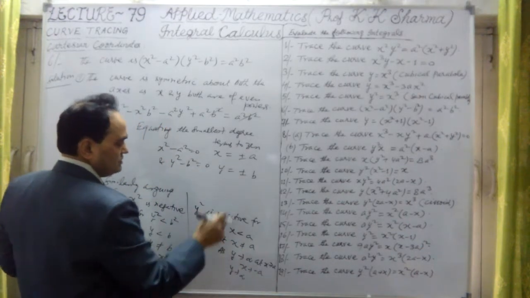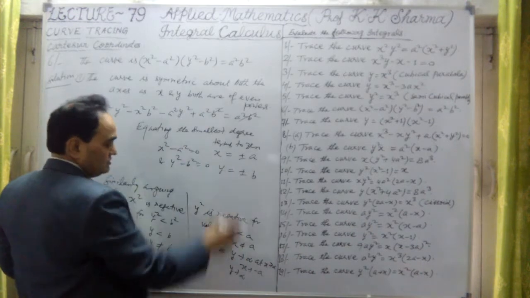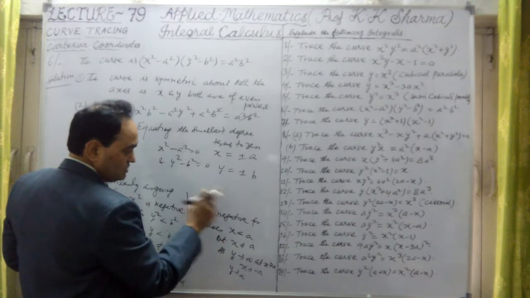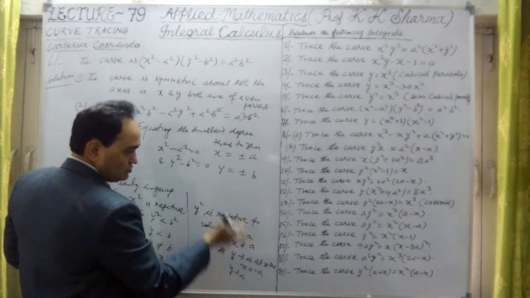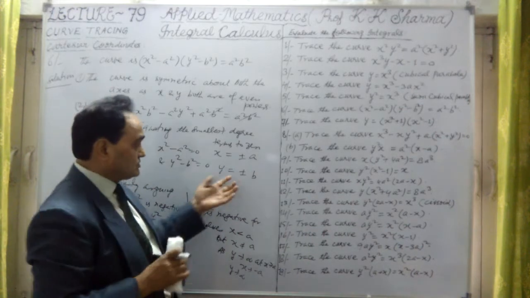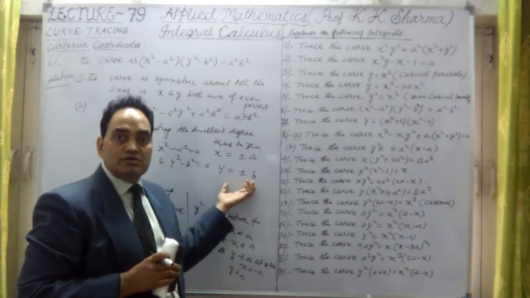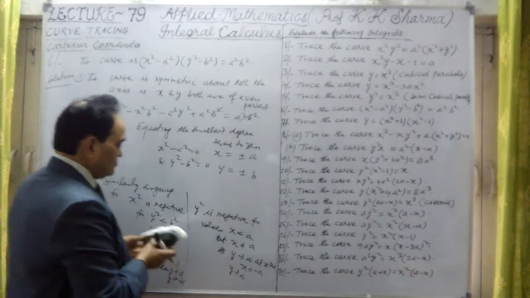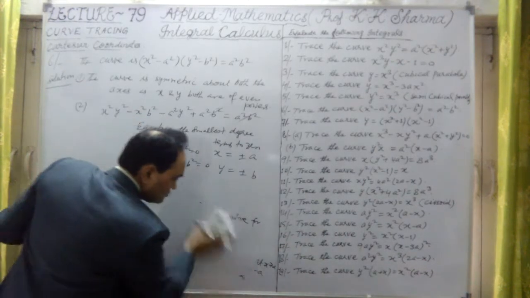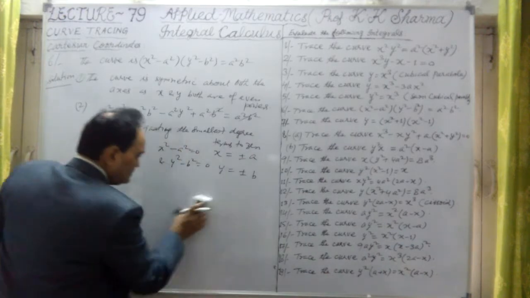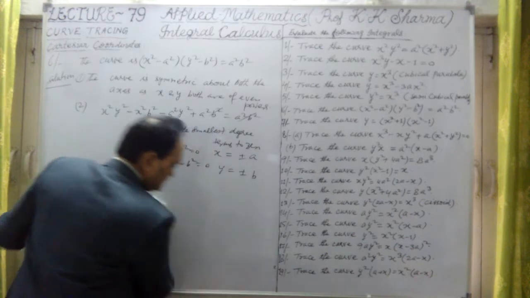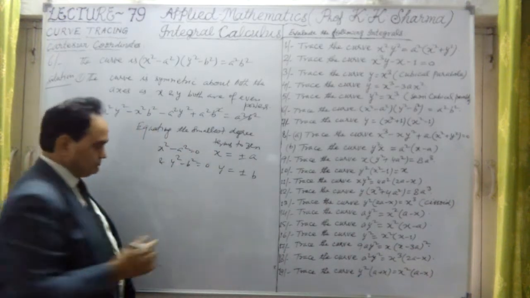Y square is not defined here, as we just did. The y square was not defined when x equal to a or minus a. So the asymptotes are x equal to a and y equal to a, but the value is not equivalent to a. What will the figure be? Let me take the tracing of the curve here in this case. Let me find out the tangents of this curve.